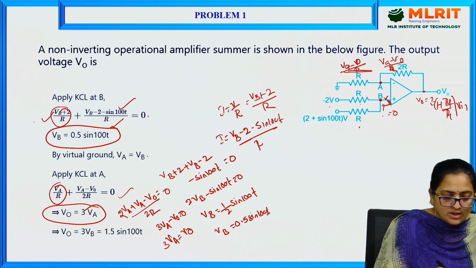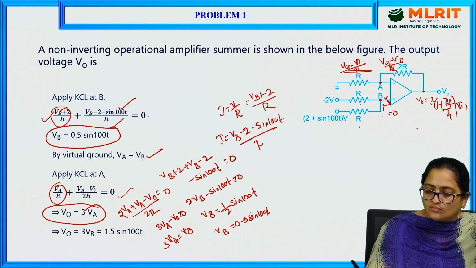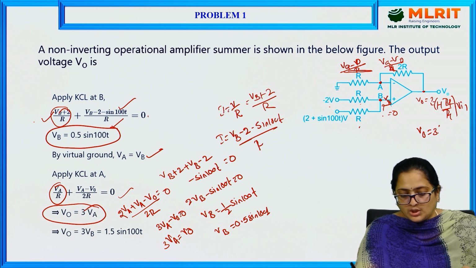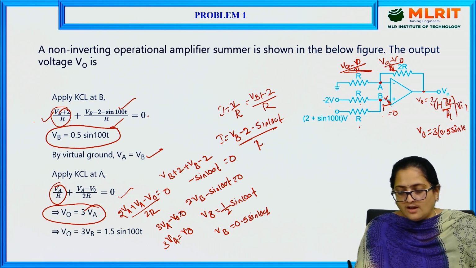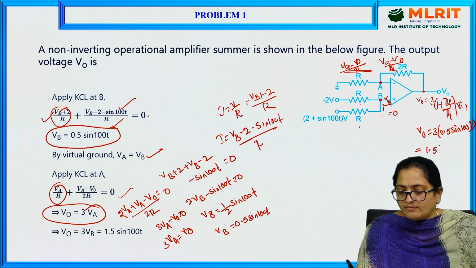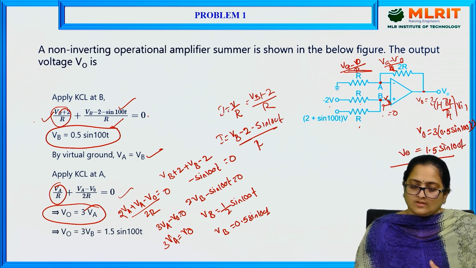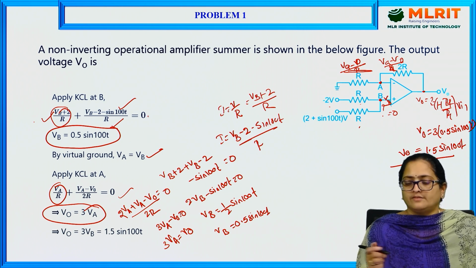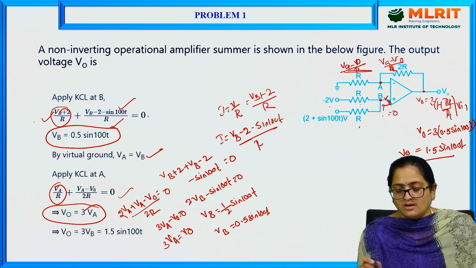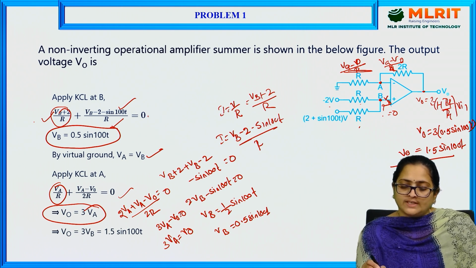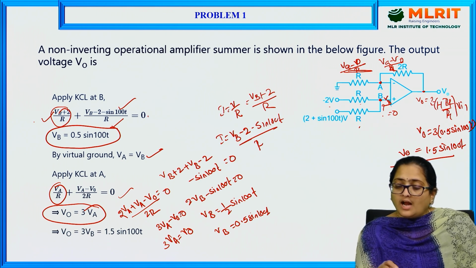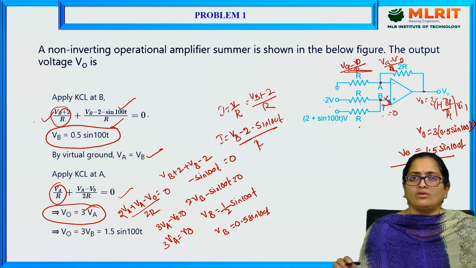But we know that VA is equals to VB. So your output voltage V0 is given with 3 into 0.5 sine 100t, which is 1.5 sine 100t is the output voltage for this circuit. So for this circuit I applied a KCL across the node B and determined the voltage across the node B, and by using a virtual ground concept I determined the VA. As I know the VA, again I used a KCL across the node A, and I got the relation between V0 and VB, and I determined the V0 as 1.5 sine 100t.